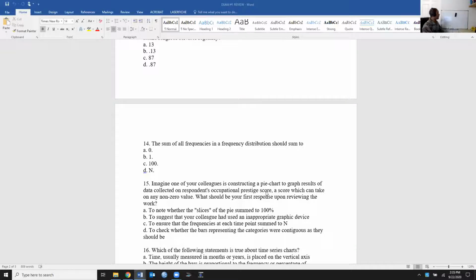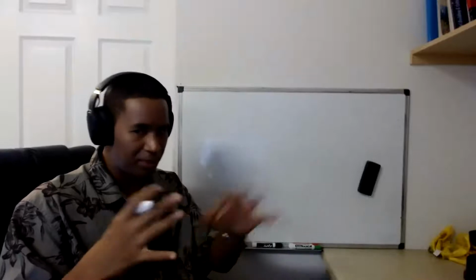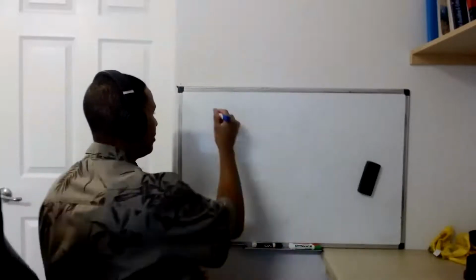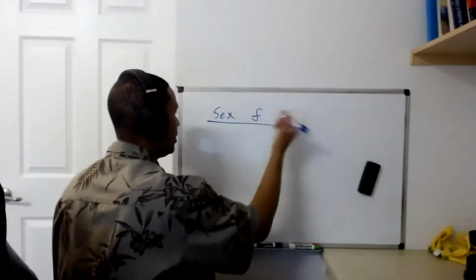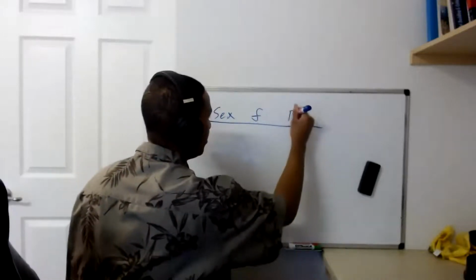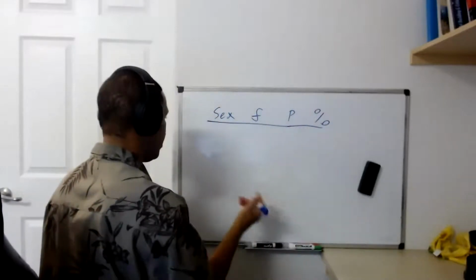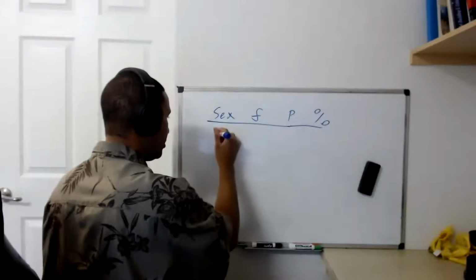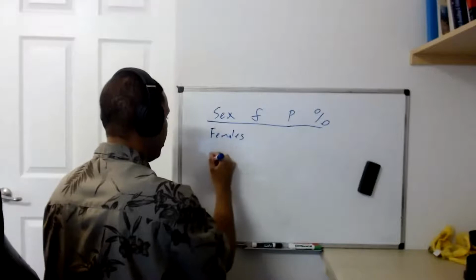So for example, let's just say that I was talking about sex. Let's keep it simple. Let's say I wanted to create a frequency distribution for the variable sex because I wanted to know how many males and how many females are in the class. So the variable is sex. This is the frequency. Let's say that this is the proportion and this is the percentage. So we have, let's say, two categories to make it simple. We have females. We have males.